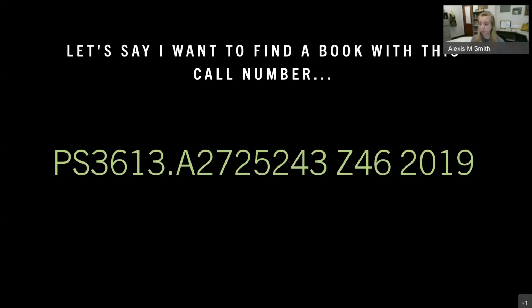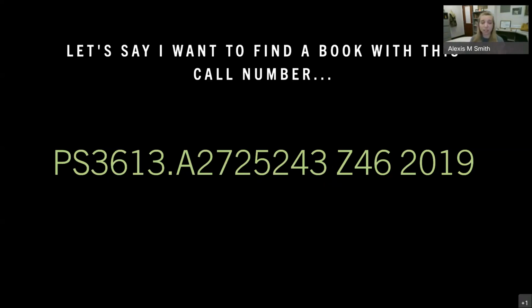So after the letters PS, I'm going to write 3613. That's the second line. And now we have period A2725243. That's a mouthful. That's a lot of numbers. But we know we don't break those up until we get to the space in between the 3 and the Z, because there's a distinguishable space. It's kind of hard to see. It can be easier to tell because after the long string of numbers, there's a letter. So that's another indicator that that's going to start another line. So I'm going to write A2725243.